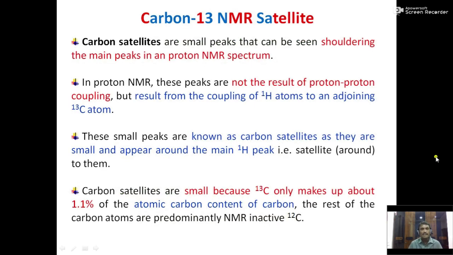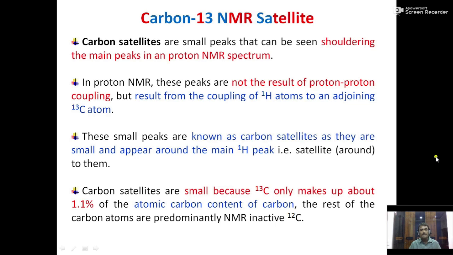Carbon-13 NMR satellites. I have told you carbon-13 is NMR active. H1 is also NMR active. If you have a highly symmetric molecule containing H1 as well as C13, then carbon-13 NMR satellite peaks are observed. Carbon satellites are small peaks that can be seen shouldering the main peak in the proton NMR spectrum. On either side of the main peak, these satellite peaks are observed.